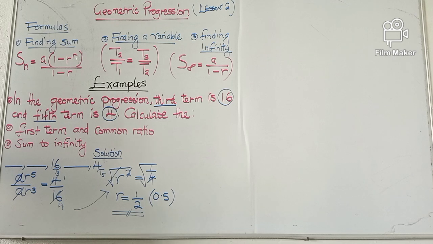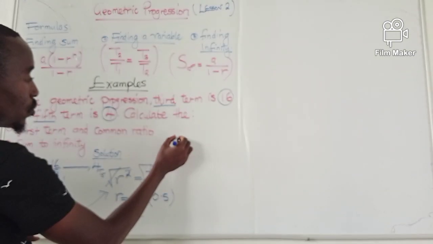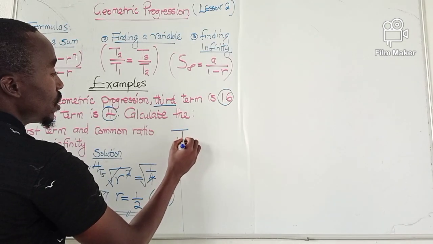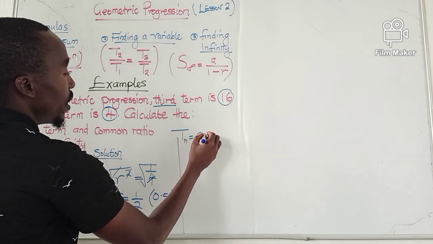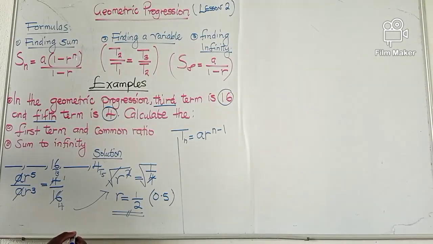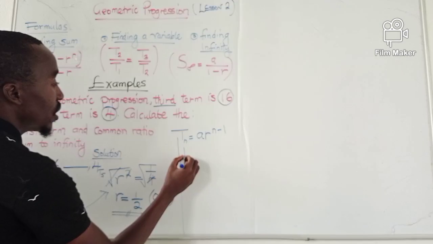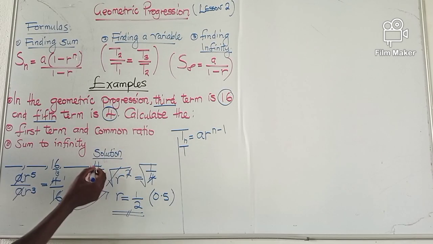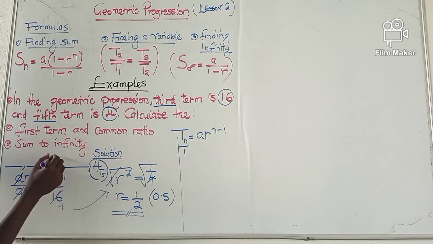Now we have found our R. So let us go and find the first term. How do we find the first term? We use the formula for finding a term, which is Tn equals a r to the n minus 1. Now here, for us to find the first term, we can either use the fifth term or the third term. You can pick any of the two.